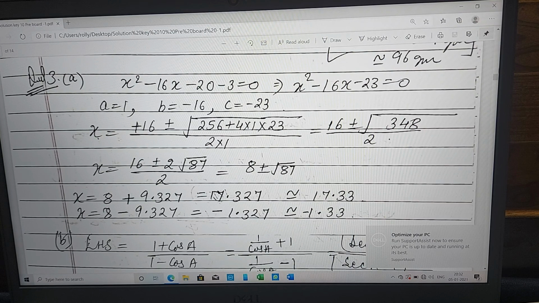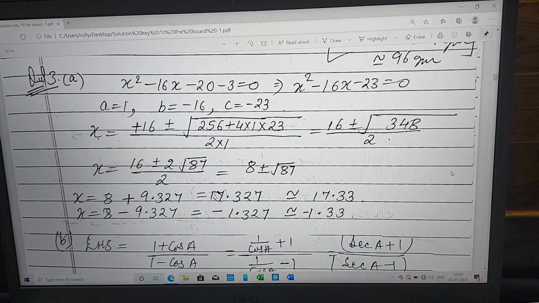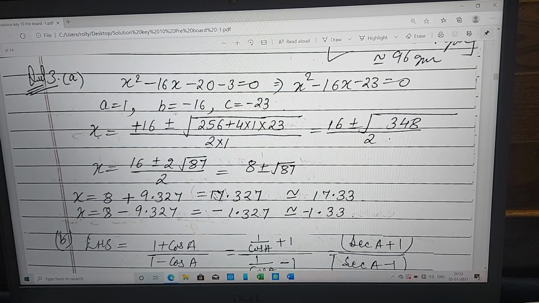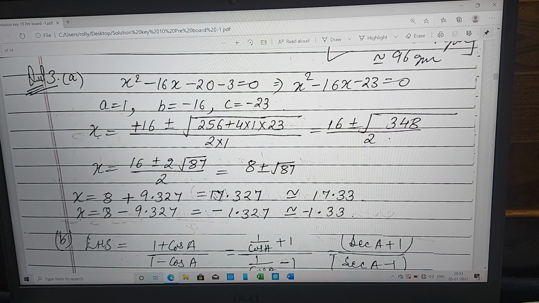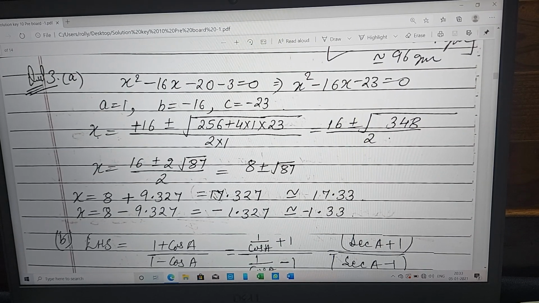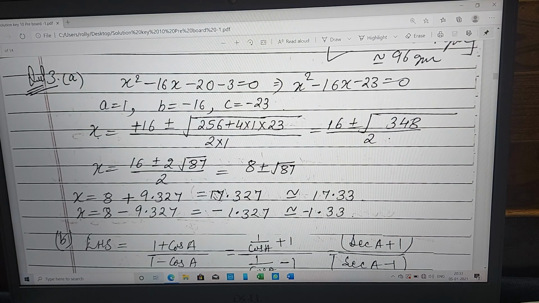Now, question number 3A part. If we talk about question number 3A part, many children have done it wrongly. They have not transferred all the numbers to LHS. Nothing should be in RHS. RHS should be 0. Because of that, they have taken the value of C wrong. They have not taken it as minus 23 and the entire solution has gone wrong. So first of all, you will transfer all the numbers to LHS and the equation becomes x square minus 16x minus 23 is equal to 0.